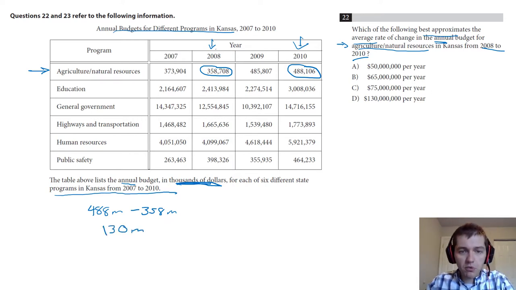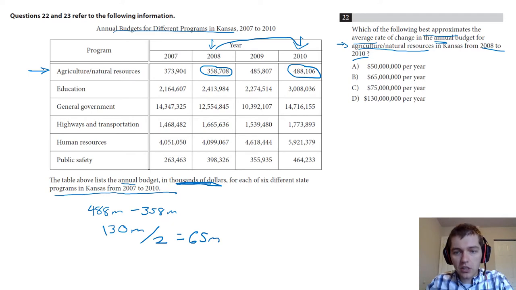But remember, that's from 2008 to 2010. So that's over the course of 2 years. You need to divide this by 2 to get the annual rate of change, which leaves you with 65 million per year annual rate of change, which is B.